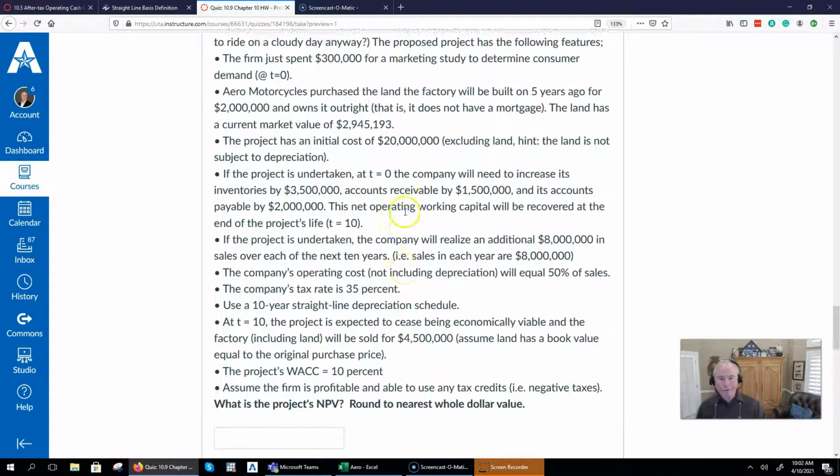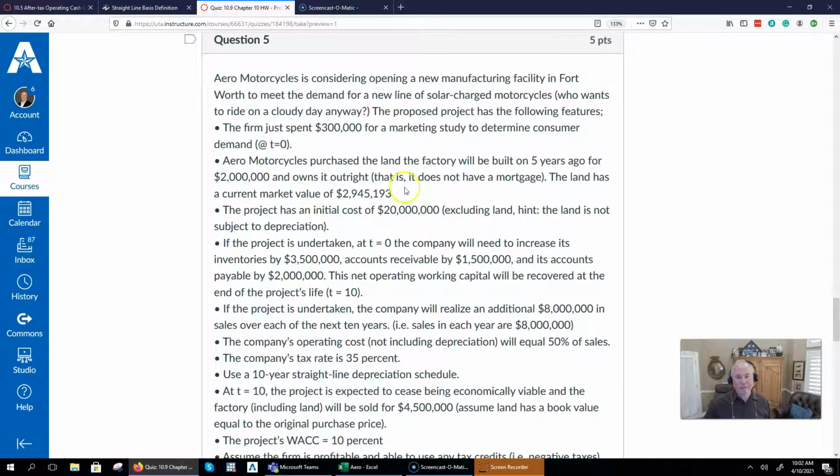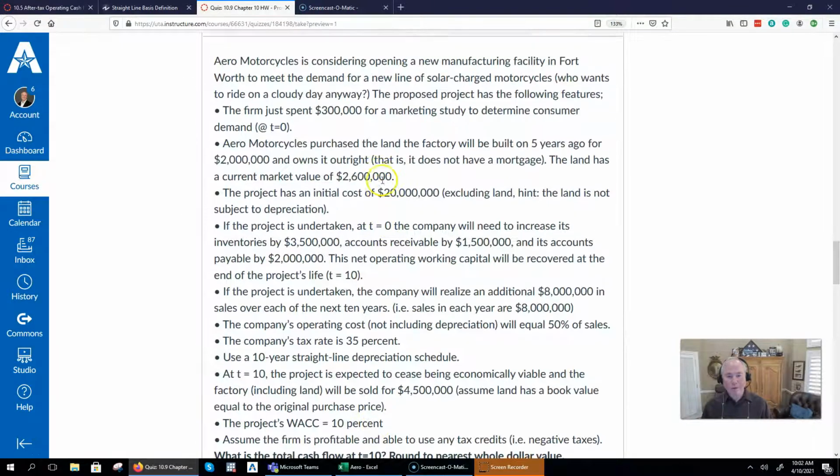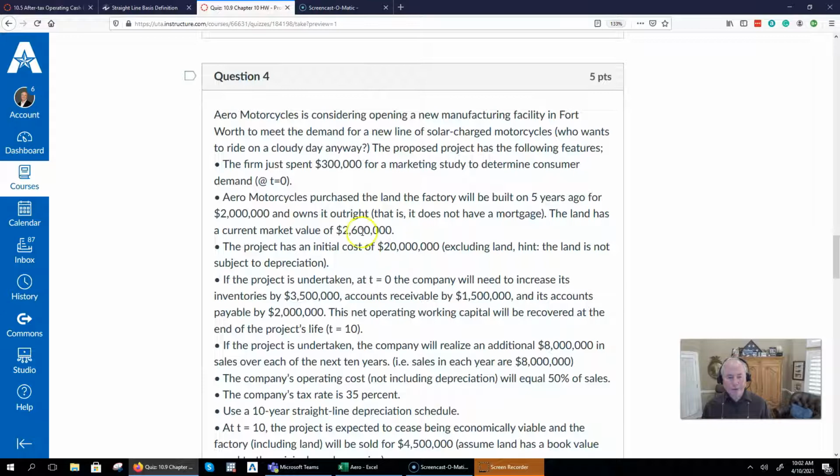All these problems have a common set of numbers, with the exception, when we get to question 5, that everyone is going to get a different number for the market value of the land. In fact, each attempt that you do, you'll get a different market value for the price of this land. But in all the previous questions 1 through 4, which do not use the market value of land, it's set at $2.6 million, and that's what I'm going to use in this example.